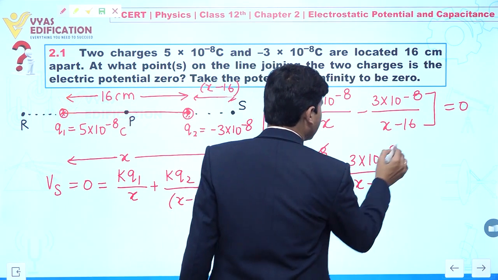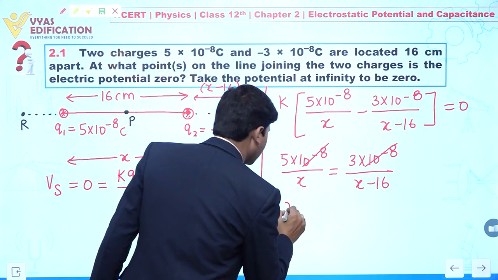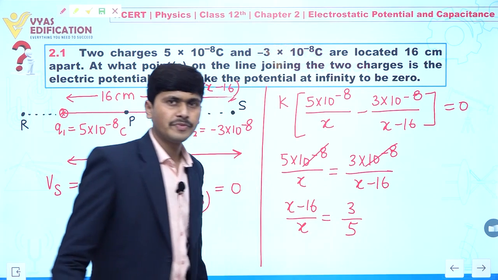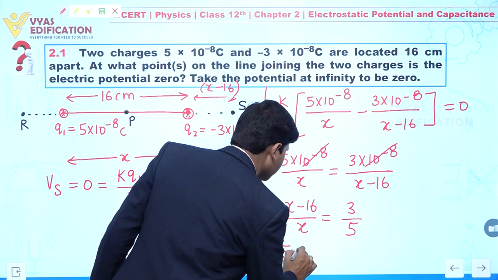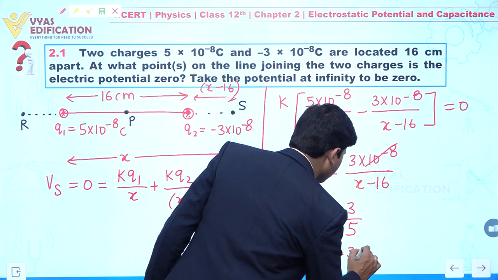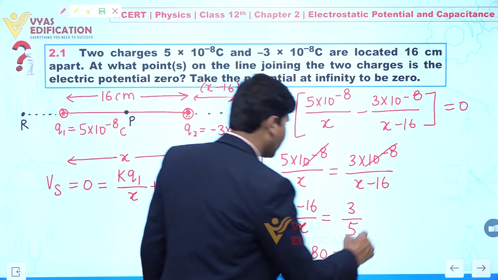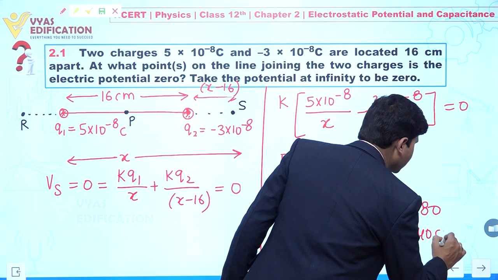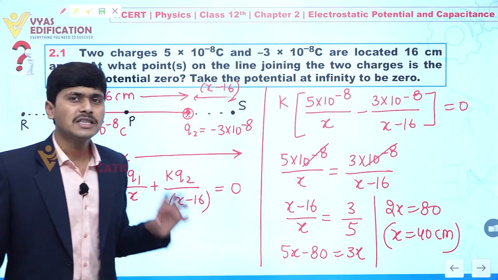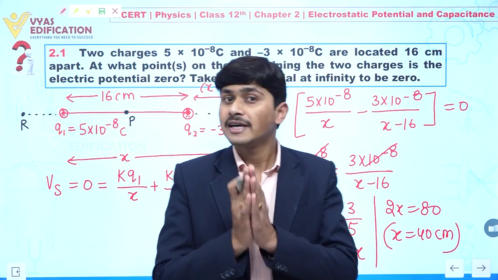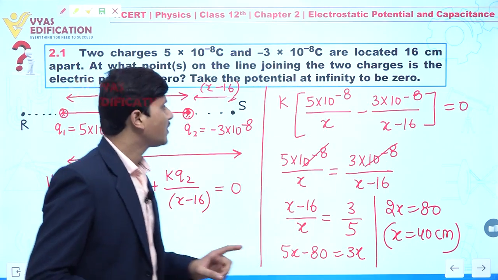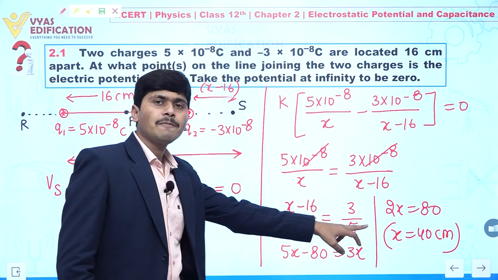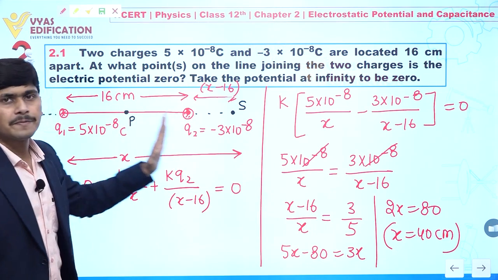So from here this one and this one cancel out, clear. So we can write x minus 16 upon x should be equal to 3 by 5, clear. If we cross multiply, we can write 5x minus 80 should be equal to 3x. So 2x is equal to 80, so the value of x we have is 40 centimeter, clear to you. It means in this question we are getting two positions where electric potential may be 0. Position number one is at a distance 10 centimeter from Q1 and the second position is x equal to 40 centimeter from Q1, clear to you.